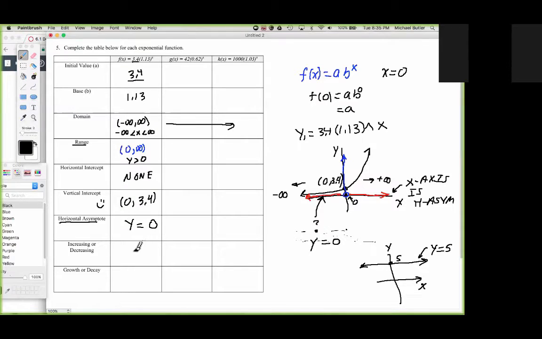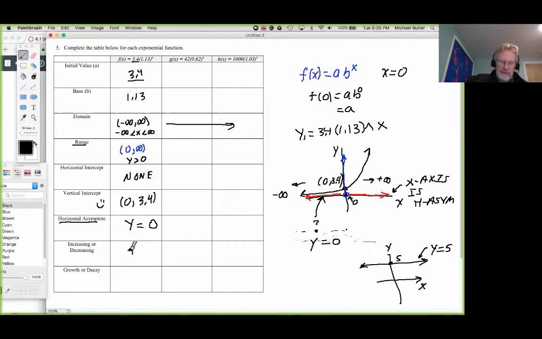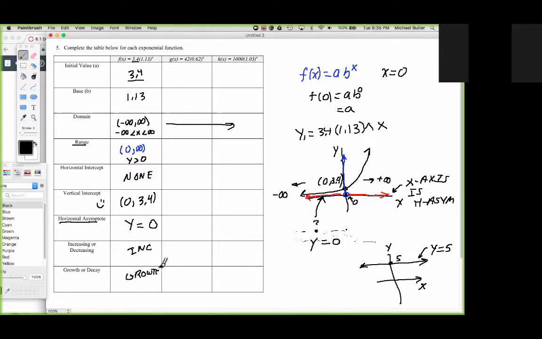Okay, is this one increasing or decreasing? I said increasing. Very good, yes, that's quite good. Okay, and is it growth or decay? The growth. Yes. Yay, okay, well, thank you.